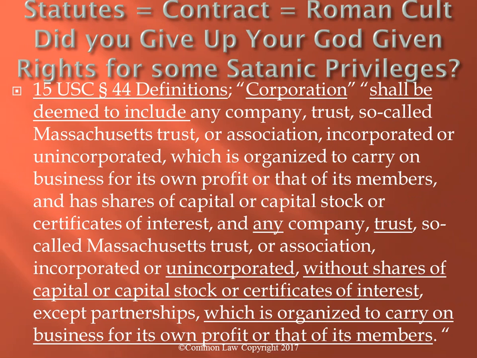And this is my first Supreme Court case. When I sued the IRS, I took it to the Supreme Court, and that was what I said, under what authority are they assaulting me with this Title 15 United States Code, Section 44, unincorporated corporation. And this is the definitions. A corporation shall be deemed to include any company, trust, cestacate trust then? So-called Massachusetts Trust or Association, incorporated or unincorporated, which is organized to carry on business for its own profit or that of its members, and has shares of capital or capital stock or certificates of interest, and any company, trust, so-called Massachusetts Trust or Association, incorporated or unincorporated, without shares of capital stock.